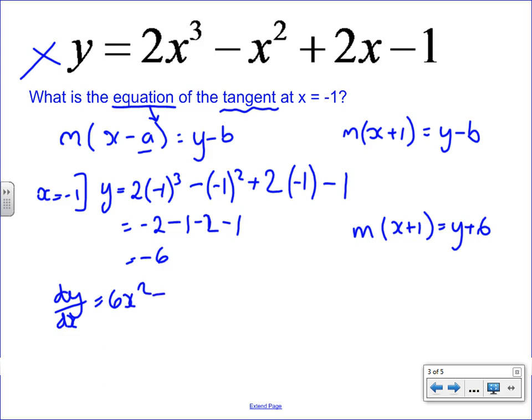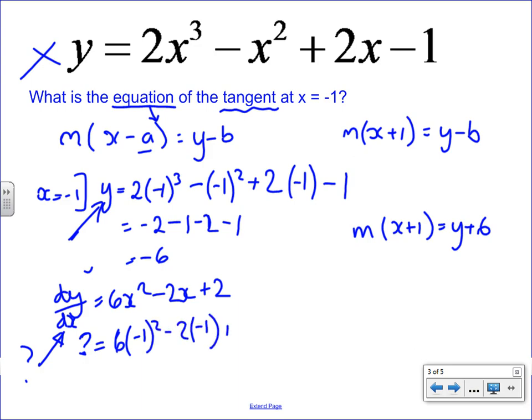I think I could do this one in my sleep now. Or the other video. It's 2. Yep. And we want the gradient where x is minus 1. So this we don't know, but we do know that x is minus 1, in the same way that we didn't know y. But we did know that x was minus 1. So we don't know what that is, but we do know that 6 minus 1 squared minus 2 minus 1 plus 2, which is 6 plus 2 plus 2, which is 10.